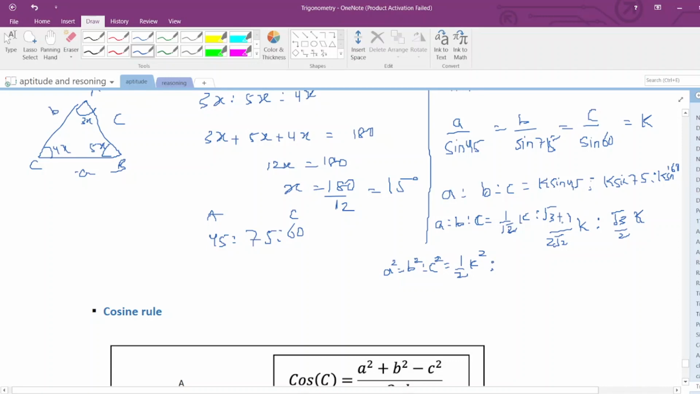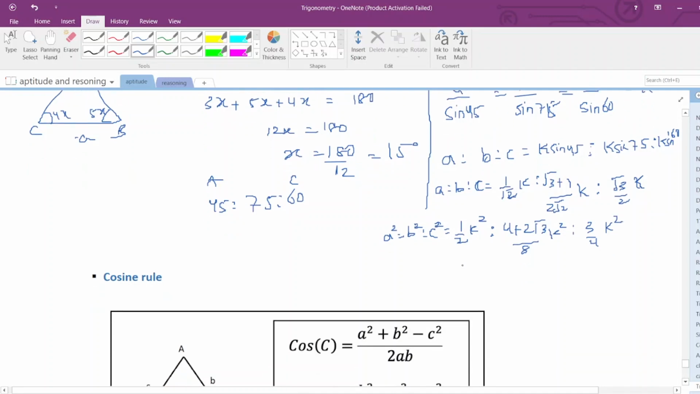right? Similarly here, what happens? Root 3 plus 1 by 2 root 2 whole square. Root 3 plus 1 whole square is like (a plus b) whole square. So 3 plus 1 plus, that is 4 plus 2 root 3, correct? 4 plus 2 root 3 by 4 twos are 8 k square, right? And root 3 by 2 whole square is 3 by 4 k square.